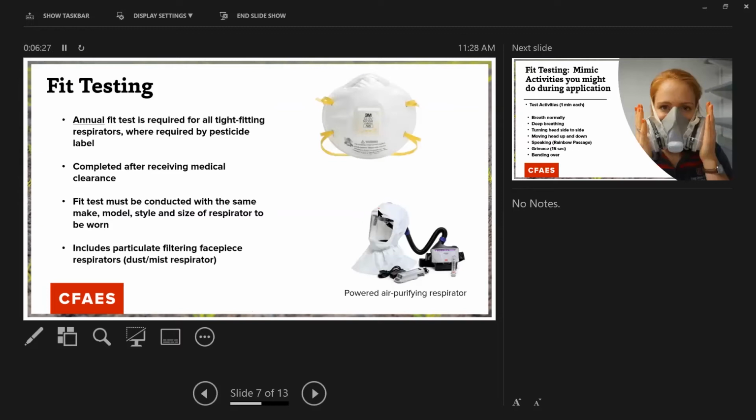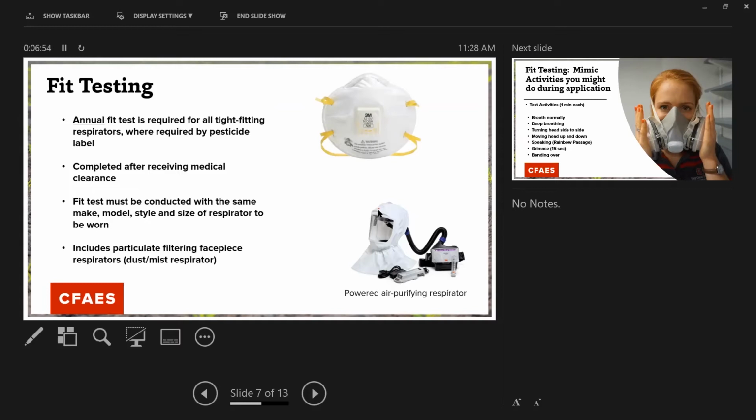So once you've had your medical clearance and it's been established that you're physically able to wear a respirator, then you have to go and have your respirator fit tested. This is required annually for all tight-fitting respirators where required by the pesticide label. So what does that mean? So there are going to be some situations where you might have handlers who voluntarily want to wear a respirator.